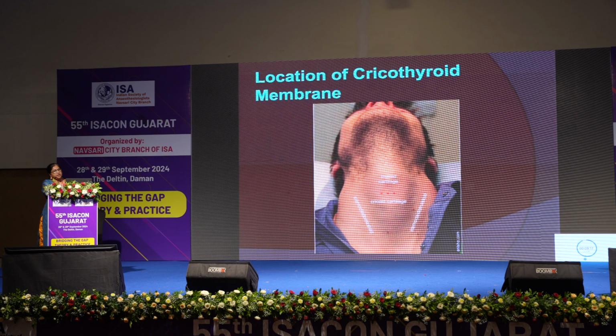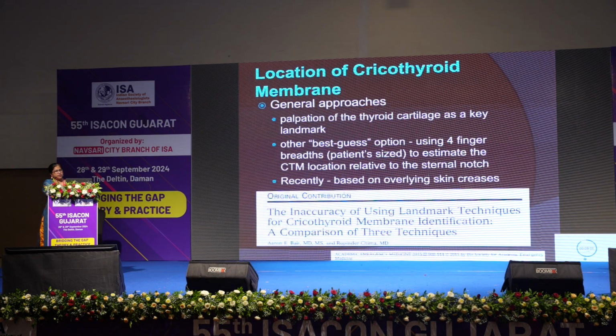Scalpel cricothyroidotomy, this is how the landmarks have to be identified. See, this is a very good anatomy where you can see the thyroid cartilage, the Adam's apple, then the rounded cricoid cartilage beneath it, and the soft portion or the dip between the two is your cricothyroid membrane.